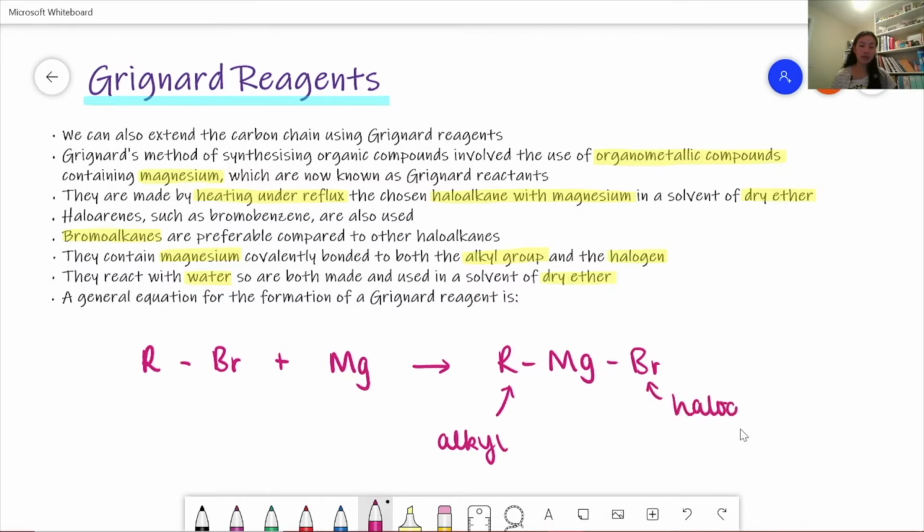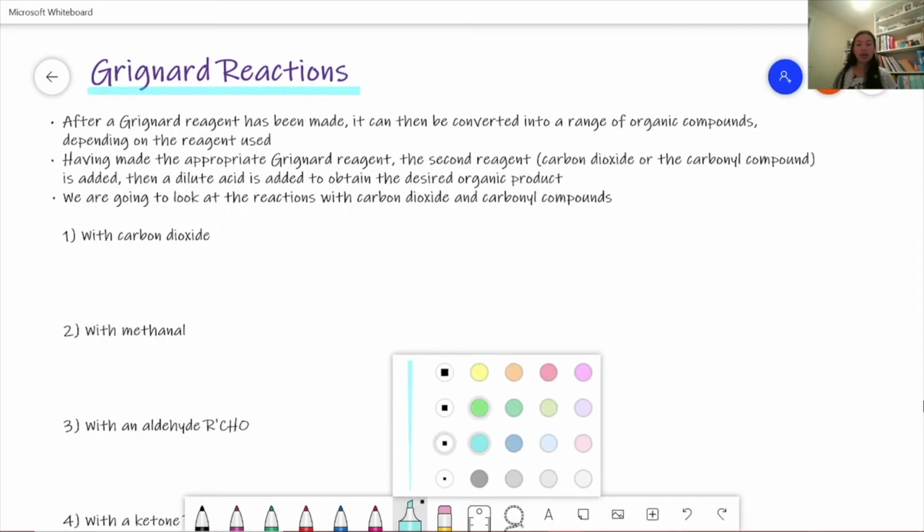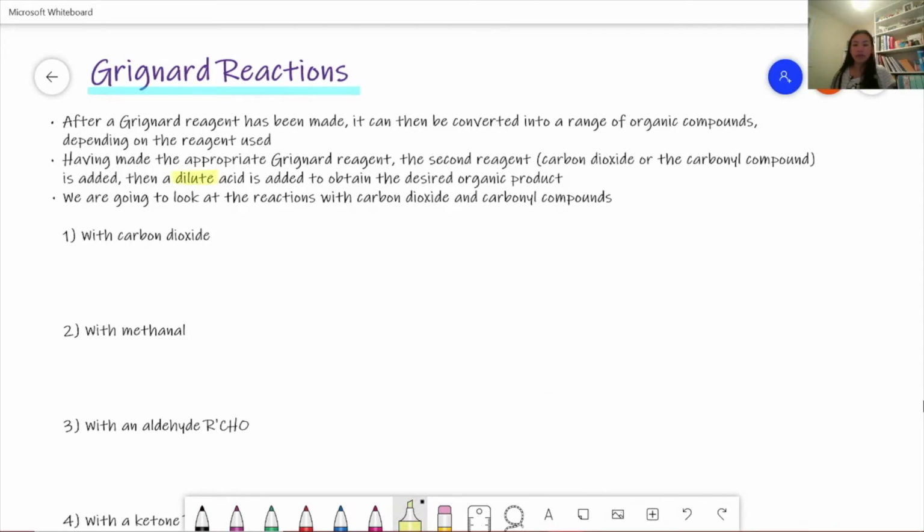Let's start looking at these Grignard reactions. After a Grignard reagent has been made, it can then be converted into a range of organic compounds depending on the reagent used. And having made the appropriate Grignard reagent, the second reagent, which we're going to look at, carbon dioxide or the carbonyl compound, is added. Then a dilute acid is added after to obtain the desired organic product. So firstly, we have the Grignard reagent, and then we add the second reagent, and then finally a dilute acid. And we're going to look at the reactions with carbon dioxide and also carbonyl compounds.